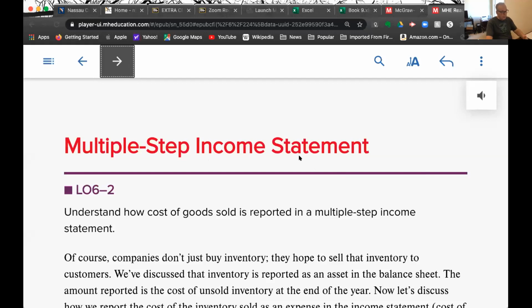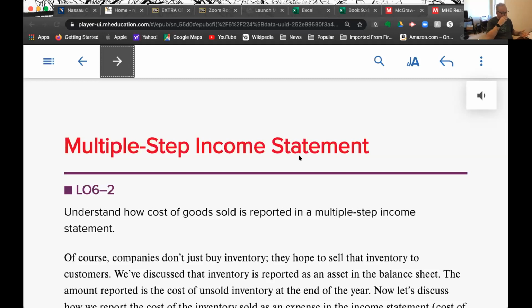What we've been doing up to now is called the single step income statement. In other words, you only had one step to get to net income. You took total revenue minus total expenses, gave you net income. One step. Now we're going to see the income statement in multiple steps, more than one. And we're going to see that there are several different subtotals on the income statement.